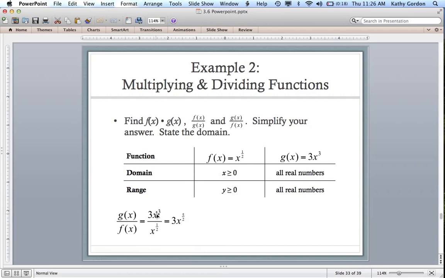If we flip it around and take a look at g of x over f of x, 0 is still going to be the value that's going to cause a problem there in my denominator, and so my domain is still going to be x is greater than 0. We take the 0 out, and this is what's left.